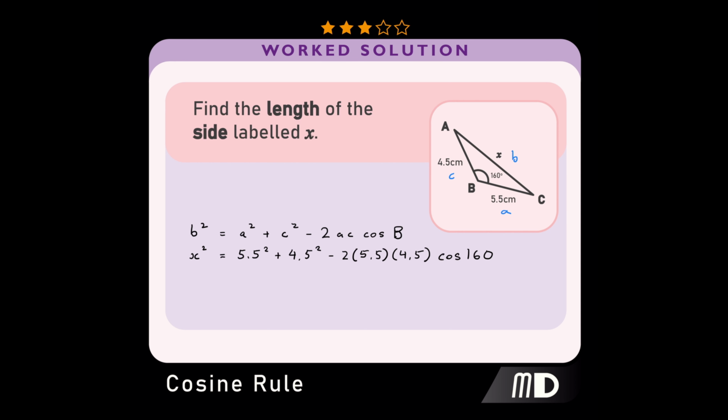Simplifying this, we get 121 divided by 4 plus 81 divided by 4 minus 99 divided by 2 multiplied by the cosine of 160, which can be further simplified to give us 101 divided by 2 minus 99 divided by 2 multiplied by the cosine of 160.